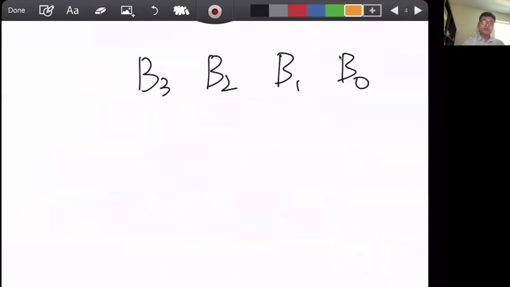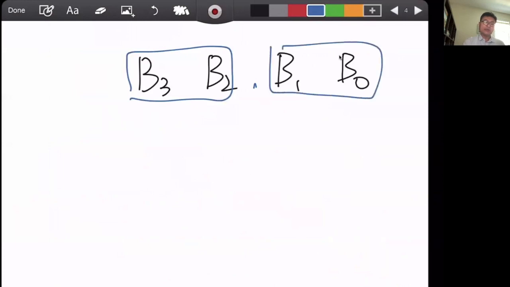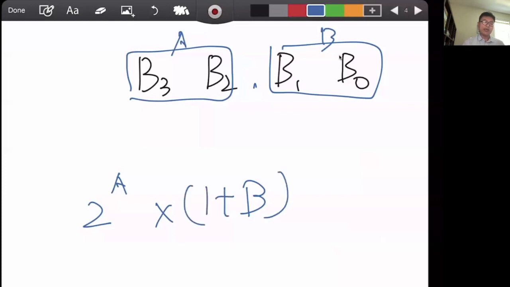Okay, so now let's look at the third approach. For the third approach, we still follow the same thing. We do this group and this group, and we do 2 power of group A times group B. Okay, so if we have this kind of group, the only difference here is that we can add one more 1 here: 1 plus B times 2 power of A.